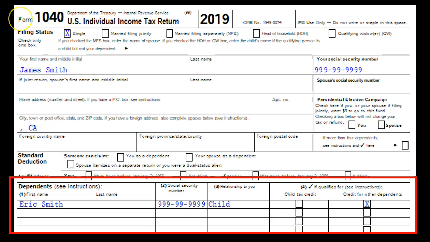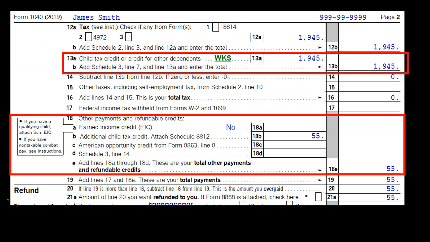Where are the dependents going to be reported on the Form 1040? They're going to be down here. This is page 1 of the 1040. That's where the dependents will actually be shown. What type of things will be affected by the dependents? Well, on page 2 of the 1040, if there's a child tax credit, that's one thing that could be affected, the child being a dependent. And then we have the refundable portions down here of the child tax credit or earned income credit.